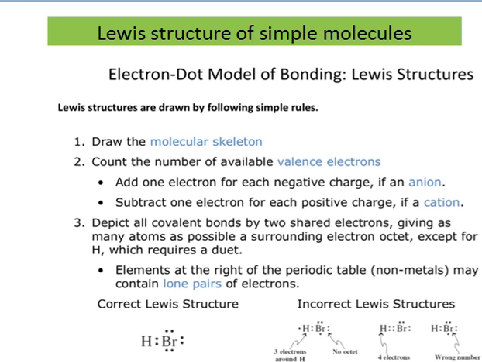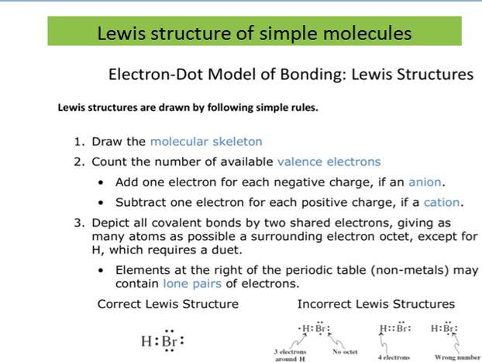Next, depict all the covalent bonds by two shared electrons, giving as many atoms as possible a surrounding electron octet, except for hydrogen, which requires a duet. That means you have to follow the octet rule and complete 8 electrons on the surrounding atoms, except hydrogen atoms, due to the duet rule. Hydrogen does not satisfy the octet rule; it follows the duet rule, in which 2 electrons are present on the surrounding hydrogen atom.